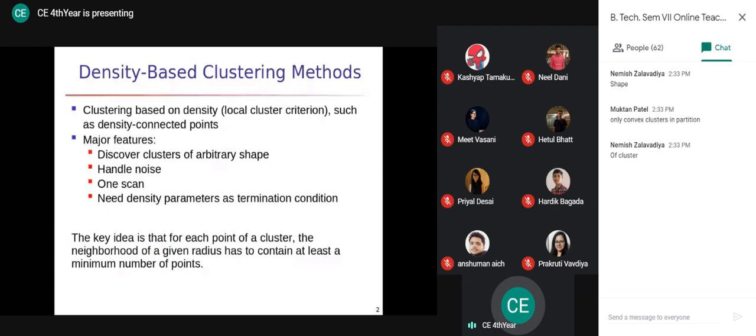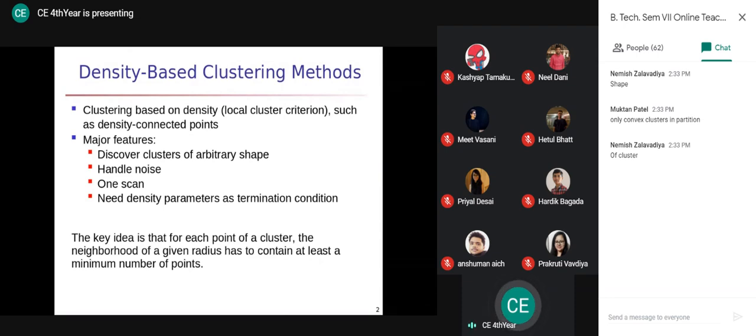Remember that the previous algorithms, the partitioning based algorithms, are independent of the number of examples belonging to a particular cluster. Right? There is no relationship between how dense your cluster is or how sparse your cluster is.